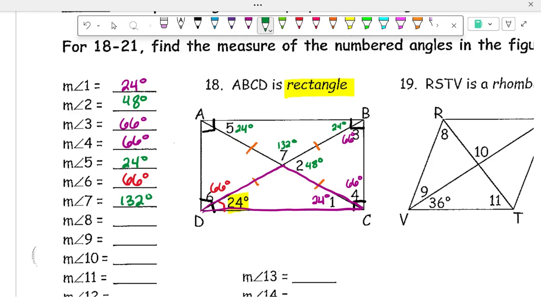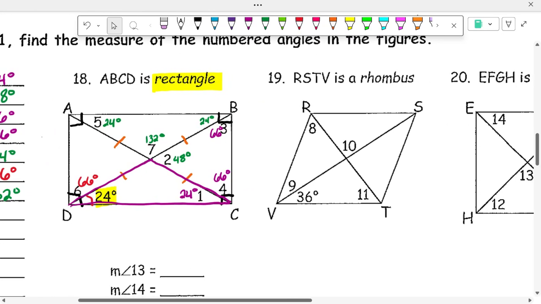So guys, this is how you do these. They're just a big old puzzle. All right. You just kind of have to find a place that makes sense to start and then go from there. All right. Let's look at the next one.